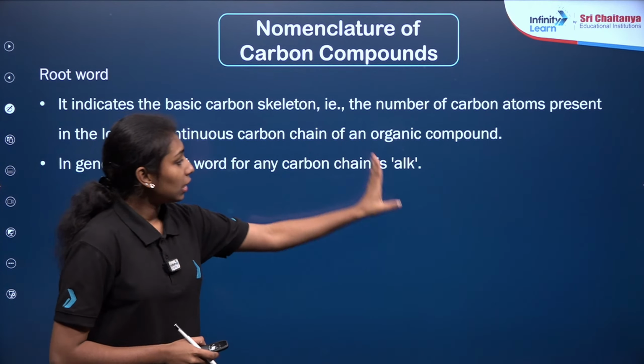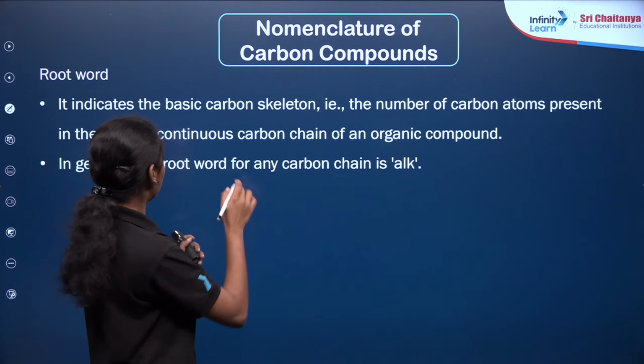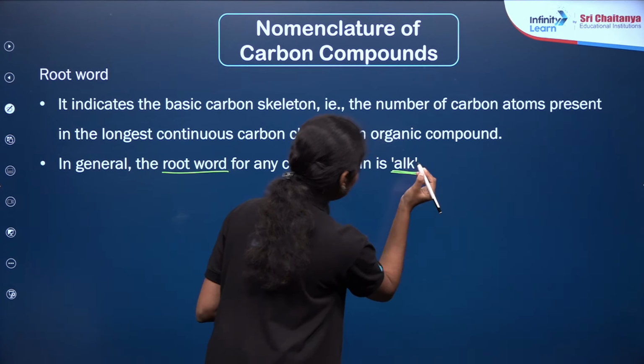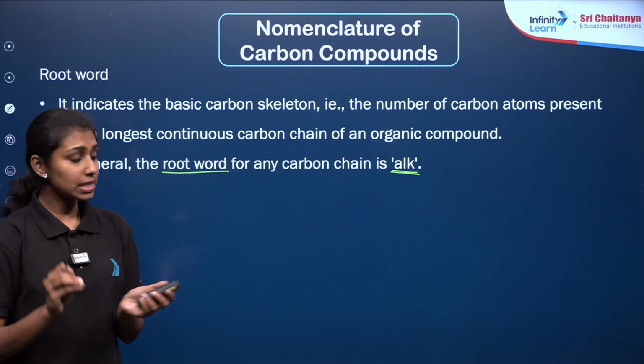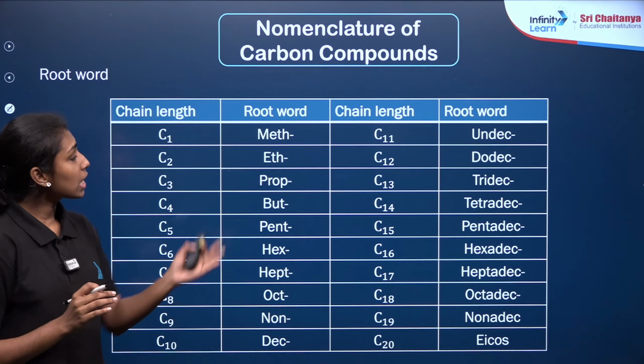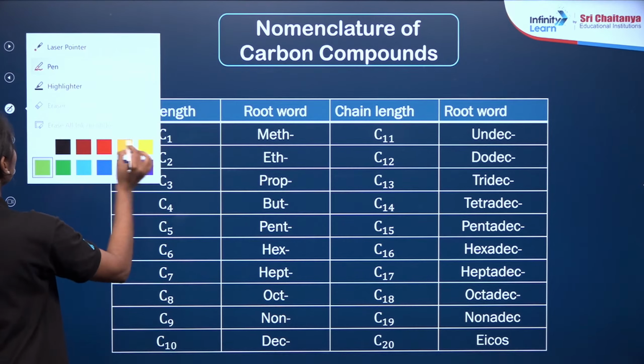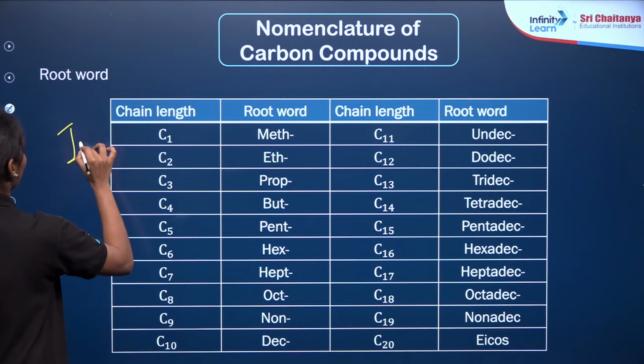In the case of general compounds, our root word will be alk. Let's see in detail. Here we need to memorize some terms depending upon the carbon numbers, to find out the root word. This is very important in order to write down the nomenclature of carbon compounds.